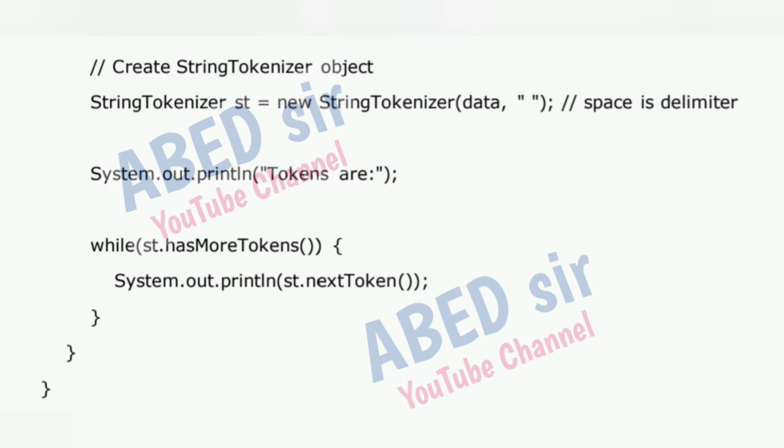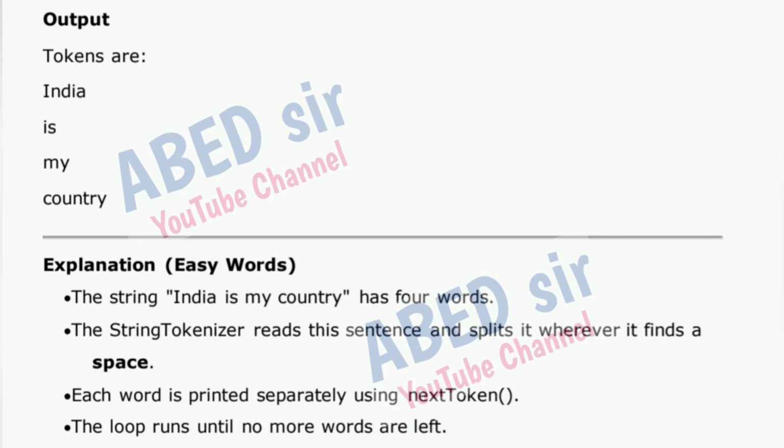System.out.println(st.nextToken()). Output: Tokens are: India is my country. Explanation in easy words. The string "India is my country" has 4 words. The StringTokenizer reads this sentence and splits it wherever it finds a space. Each word is printed separately using nextToken. The loop runs until no more words are left.